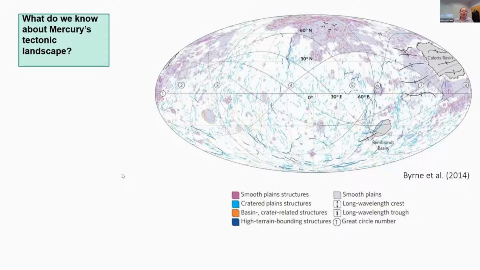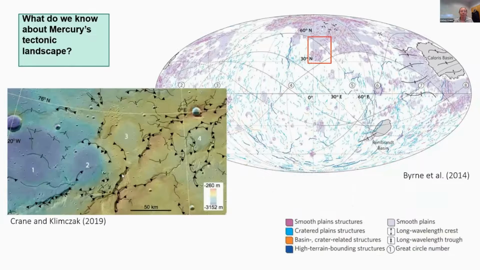So what do we know about Mercury's tectonic landscape? As we talk through this, I'm especially going to highlight papers that I think have done a really good job of being careful with illumination angles. This totally makes me seem not humble at all, because I'm going to start with my own work. But I'm really careful with this stuff.